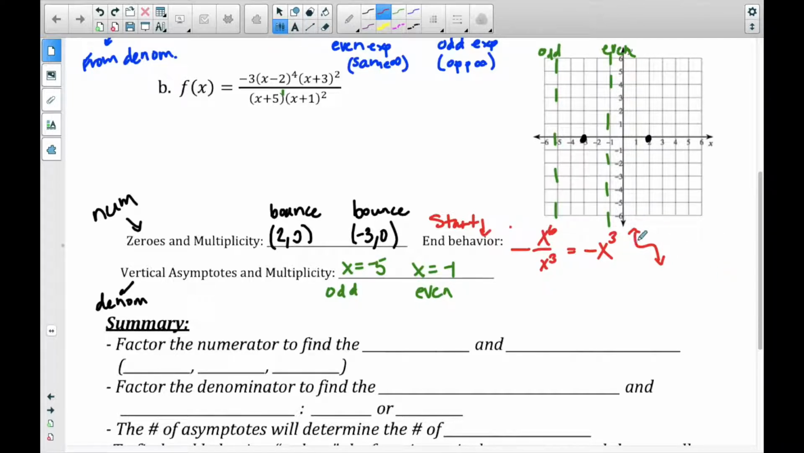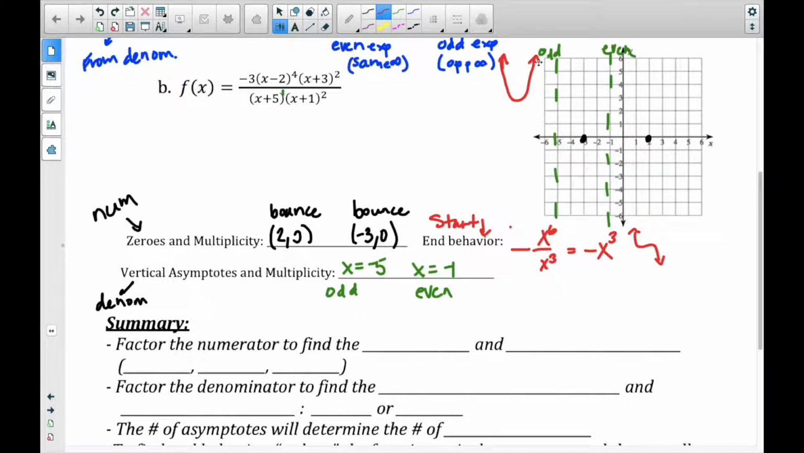I want to start on the left. On the left, should it be up or down? Well, look, it should be up. So I'm going to have an arrow pointing up. I'm going to come down. And if there is an x-intercept, I'm going to hit it. There's no x-intercept. That means I have a floater. My floater is going to get closer and closer and closer to the asymptote.